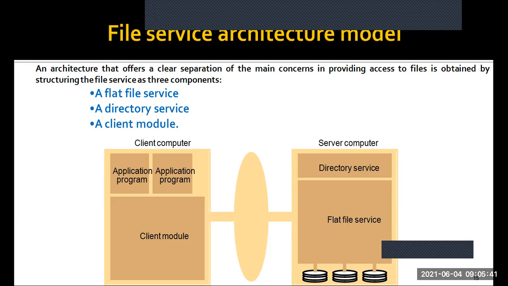So server computer components వచ్చేటప్పటికి రెండు ఉన్నాయి, directory service and the flat file service, whereas the client computer is having the client module. So these three modules are comprising a single file service architecture model. Okay, so we'll see what these modules are going to be doing and what these components have been working for us in perfectly implementing the distributed file system between the client and server.